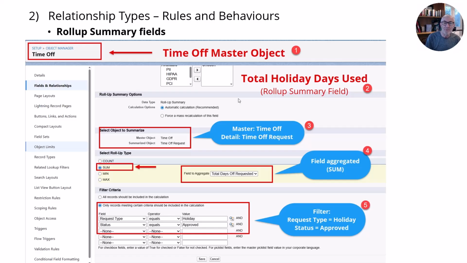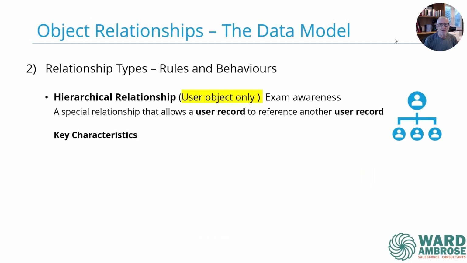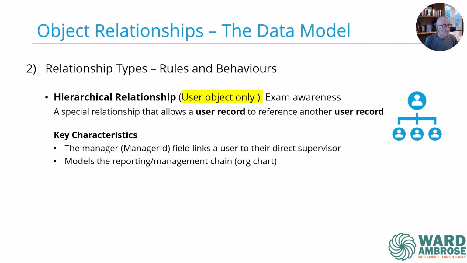Because you might get asked about it in the exam, I want to cover the hierarchical relationship. There is another type of relationship in Salesforce that exists on the user object only, called the hierarchical relationship. And this is where inside the object itself, there is a relationship between one record and another, but we are staying on the same object. The key characteristics are that the manager field can link a user to their direct supervisor through the manager ID field. It models the organization chart of the company, and please be aware this is not the same as the role hierarchy that is used in sharing.